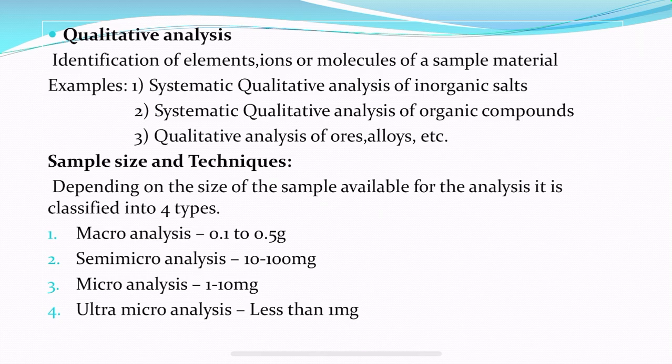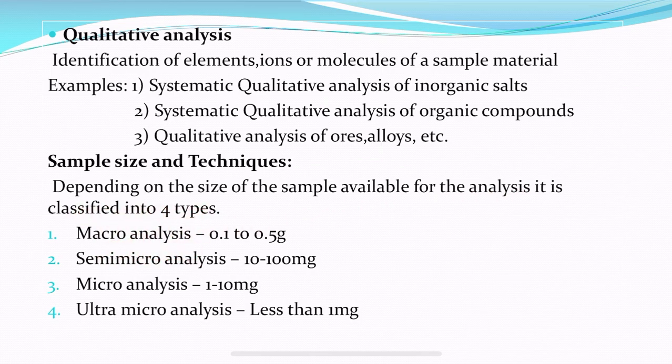Further, what we have to see is the classification of qualitative analysis depending upon the size of the sample available and the techniques. We are going to classify this qualitative analysis based on two parameters: one is sample size, so depending upon the sample size we do the classification, and the next classification depends upon the techniques we are going to use. First we will see the classification depending on the size of the sample available for the analysis. We are classifying it into four types.